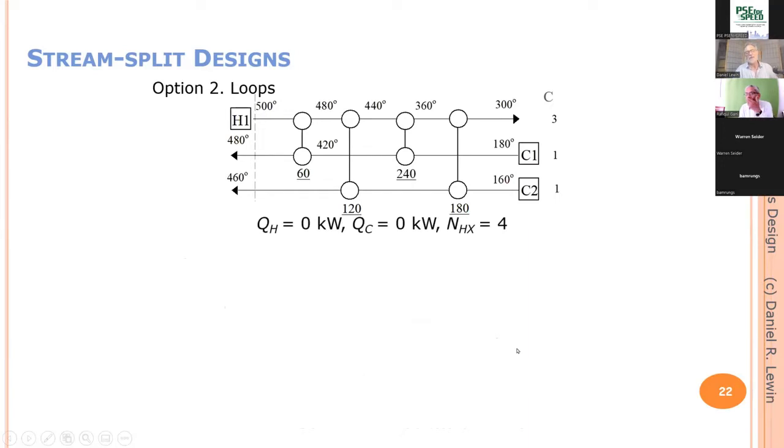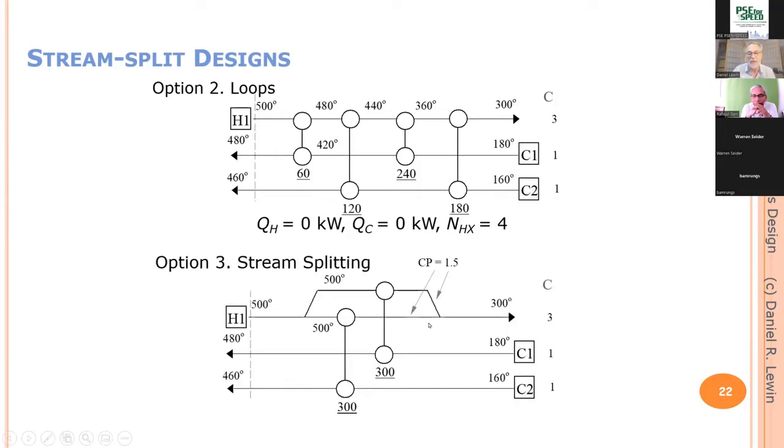But somebody who doesn't know about stream splitting would do this design, which on the one hand manages to satisfy the MER targets, but unfortunately has 2 more heat exchangers than are required. Learning about stream splitting will allow us to do this for a design, that is to split the hot stream and maximize the driving force available between the two cold streams that need heating.